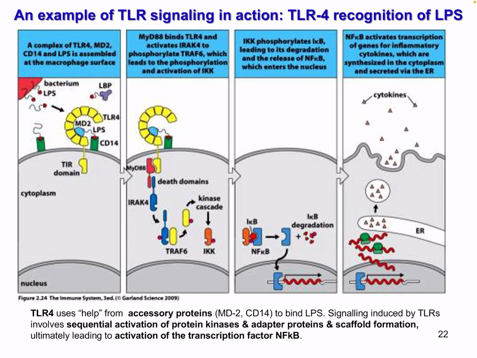So, an example of TLR signaling is the action of TLR4, which recognizes LPS. Here we can see a complex of TLR4, MD2, CD14, and LPS is assembled at the macrophage surface. Here's our cell membrane. MyD88, which is a key protein, binds to TLR4 and activates IRAK4 to phosphorylate TRAF6, which leads to the phosphorylation of IKK.